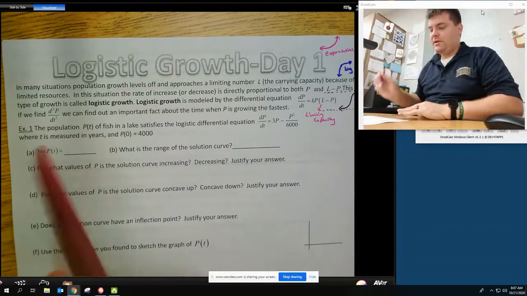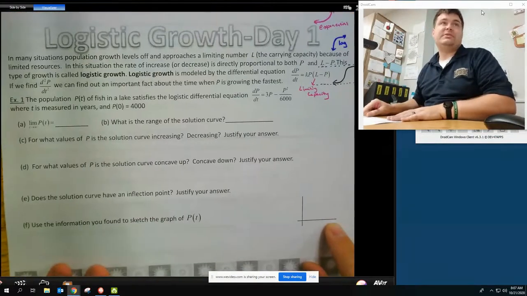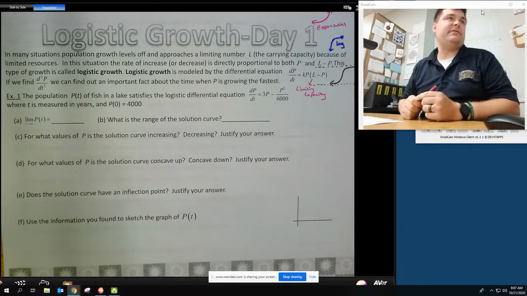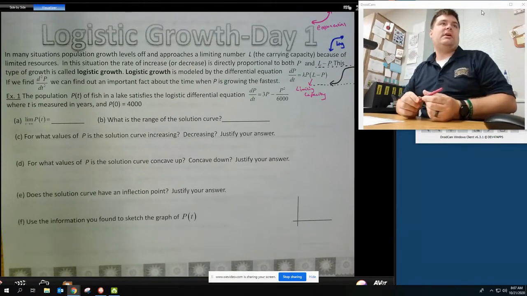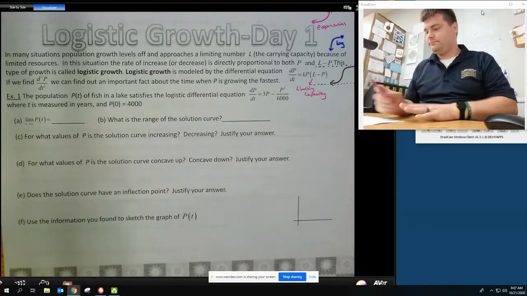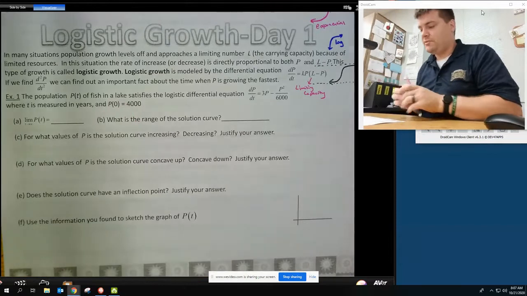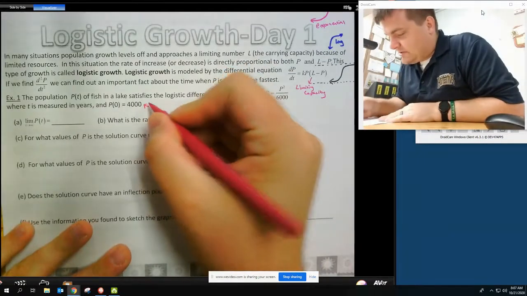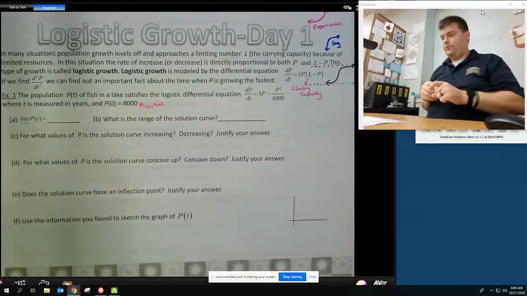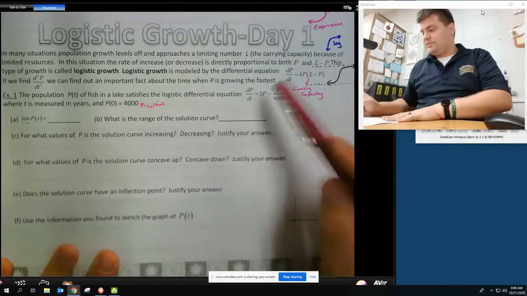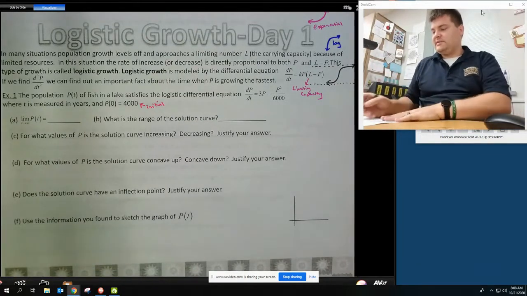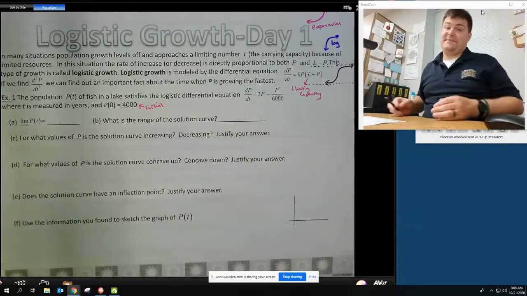Okay, so let's do example number 1 here. The population P of T of fish satisfies the logistic differential equation shown here, where T is measured in years, and P of 0 equals 4,000. This is the initial, because at 0 years we are at 4,000. So does this look like a logistic equation? It says it is. Just super nice, they didn't have to tell us that.